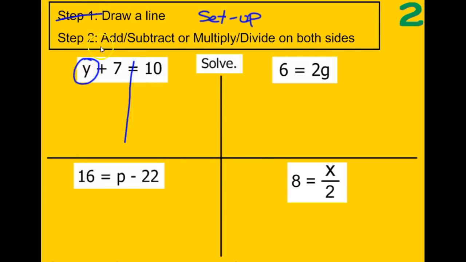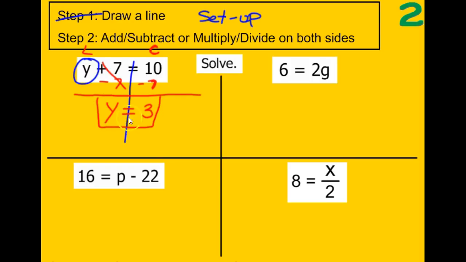And right now I want the letter to end up on the left because it's already over here. And I want the numbers or the constants to end up on the right. Well, right now this number 7 needs to go over with the other numbers. So I need to do the opposite or the inverse of what I see. So the opposite of a positive 7 would be subtract 7. So if I'm going to subtract 7 over here, I have to subtract 7 over here. I'm going to draw a line because now I'm simplifying or solving. We have Y left over, and 10 minus 7 should give us 3.